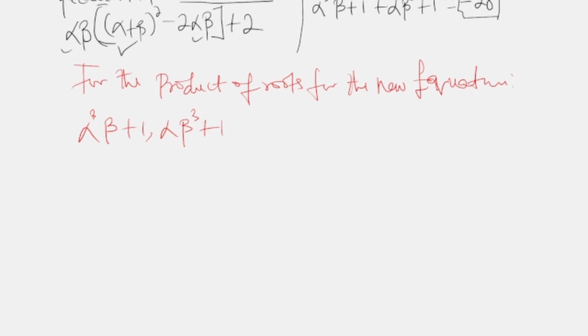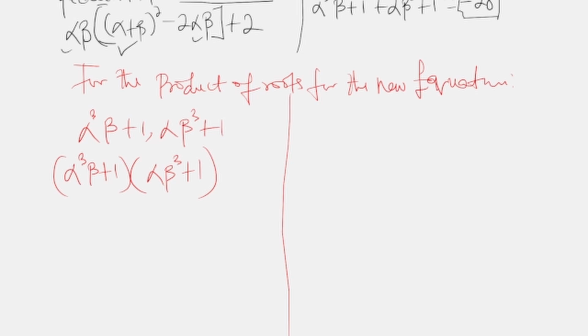Now, to find a product, we have to multiply them together, okay? We need to multiply these two together. Now, let's do the multiplication. We have here alpha cubed beta plus 1, and then we have alpha beta cubed plus 1. Now, let's multiply them together to get the product of roots for the new equation. Alpha cubed beta times alpha beta cubed.